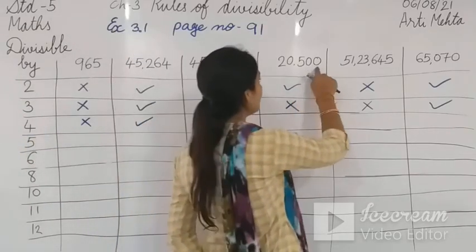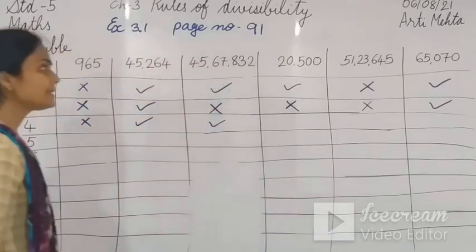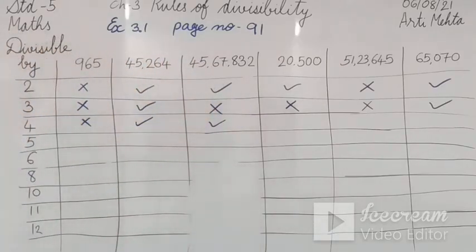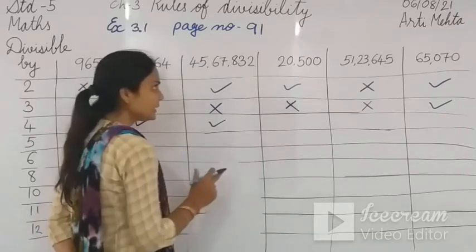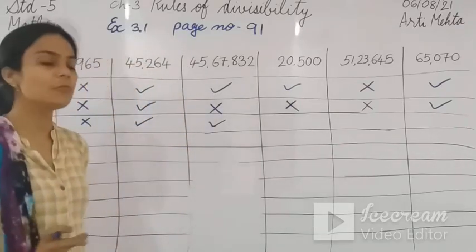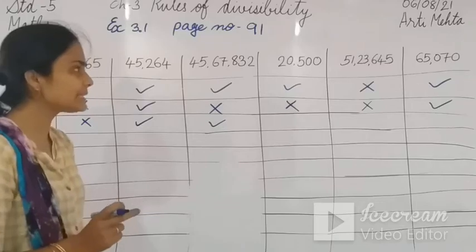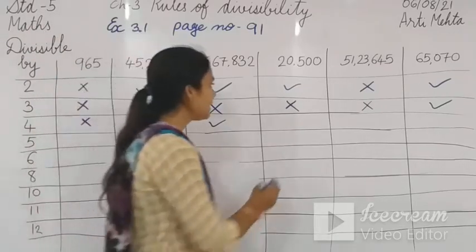Okay? Now here 0 0. Is the last number 0 0 divisible by 4 or not? Yes. Okay? See here, 0 0 is divisible by 4 because the last 2 digits are 0. We can divide by 4.